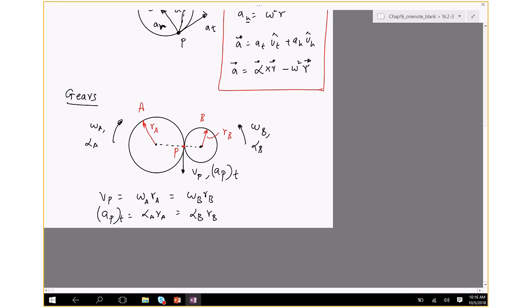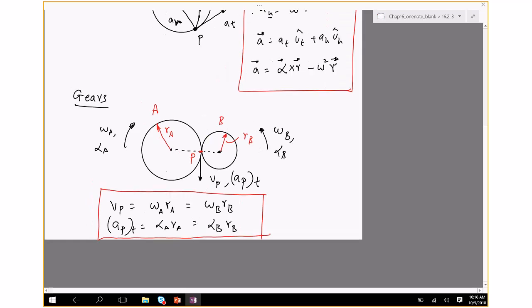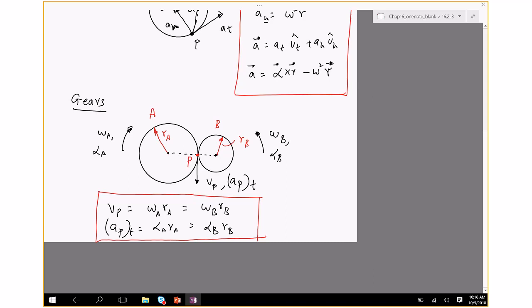So what that formula does is it tells you, if you know the dimensions of the two gears, that is R A and R B, and if you know the angular speed of one of them, usually one of them is stuck to a motor so it can spin, you can find the angular speed of the other gear using those formulas. So the first formula gives how the speeds are related. The second formula gives how the angular accelerations are related. Okay, let's try to use this formula and solve some problems.